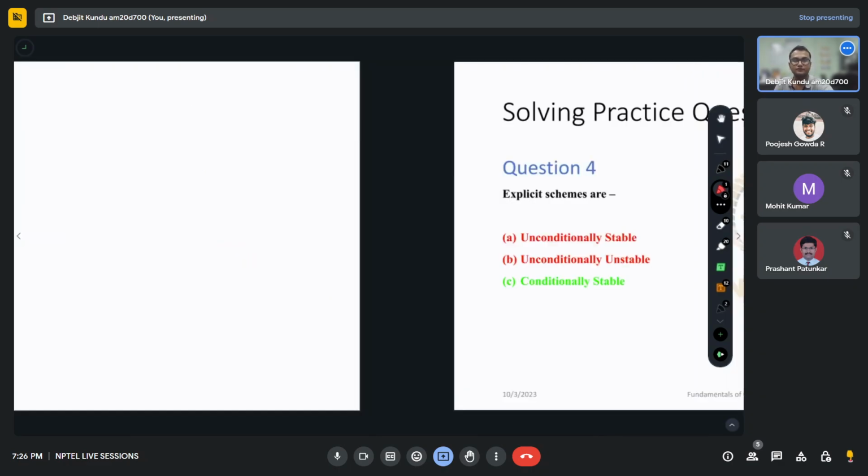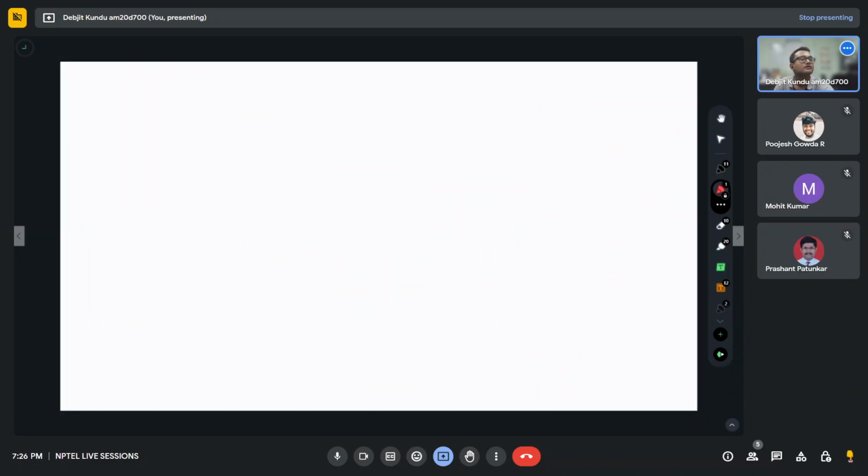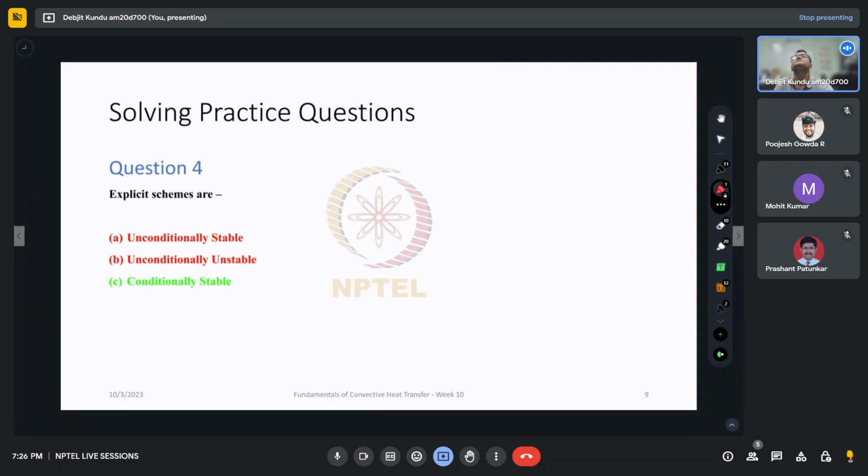Okay. What happened here? Okay, this slide seems to be problematic anyway. So we already have the solution slide here, so we will go through this quickly. This question is asking: explicit schemes are what? Are they unconditionally stable, unconditionally unstable, or conditionally stable? So as you can already see from here, the explicit schemes are conditionally stable.